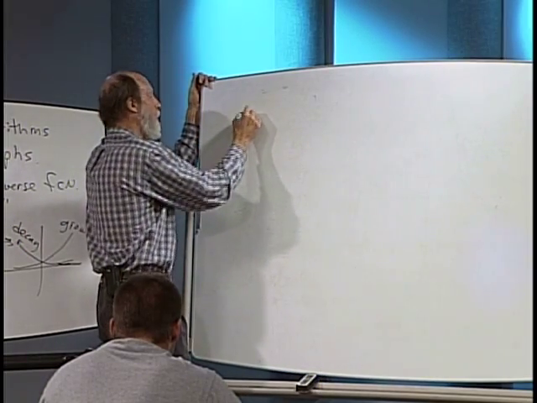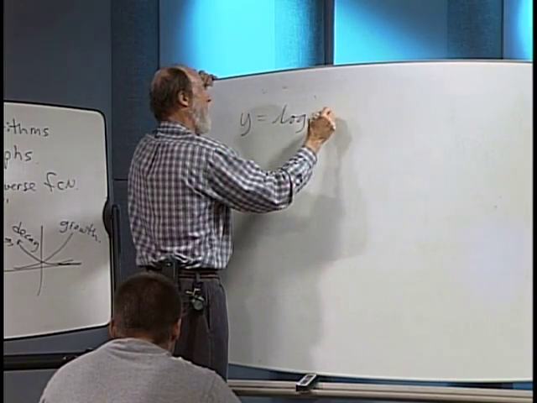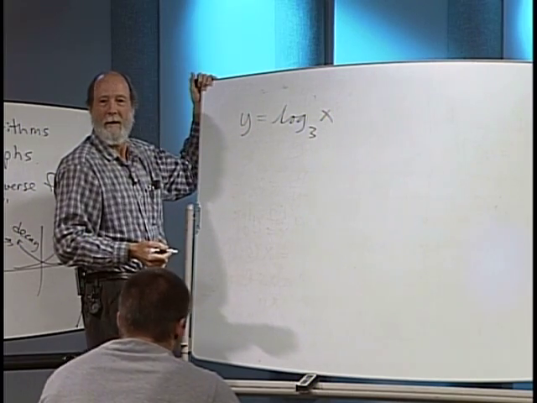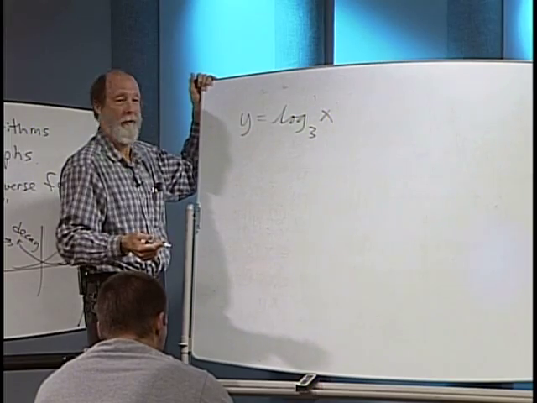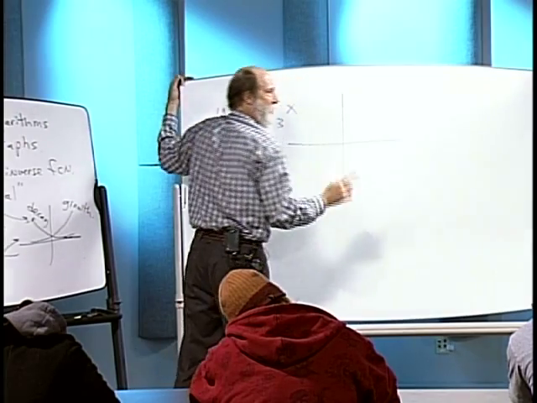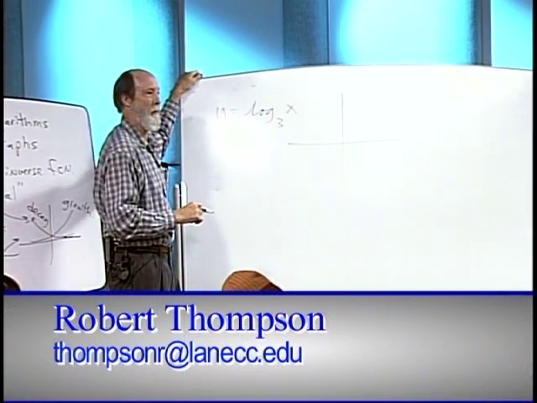Let's think of a graph for a second. Log base 3 of x. Draw a quick sketch of that. If you're watching the DVD, pause it for a second, draw a quick sketch. And label at least 3 points. Label 3 points on the sketch.